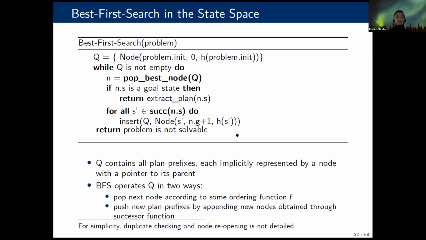And this best first search algorithm operates this priority queue in two ways. They pop from this priority queue the next node to be visited according to some function f, and we're going to see what this function f is, or they can push a new node into the priority queue by appending nodes to the plan prefixes that have been explored at that point. So this algorithm does a number of iterations, and it stops when you either find the plan or the plan prefixes are finished and your problem is not solvable. So even if numeric planning, for instance, is non-decidable, if the state space is actually finite, we can still prove either that there is a plan or that the problem is not solvable.